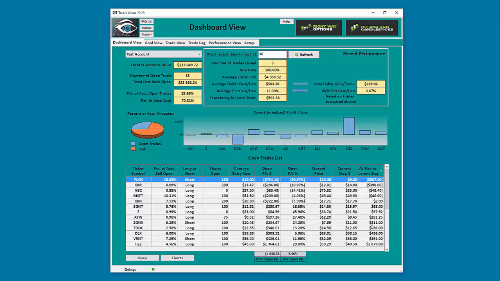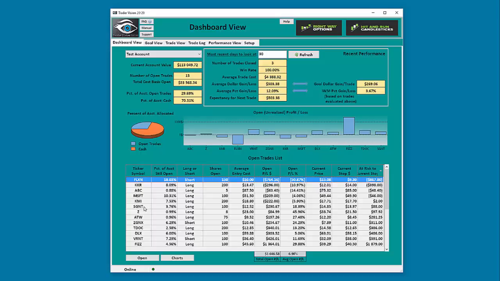Conversely, if we look at the FLXN trade, we can see a negative $867 to the stop. That means our stop has already been blown through almost $900 ago. This is a trade that we should have closed a long time ago, and that would be apparent by the fact that it is almost 51% to the downside.